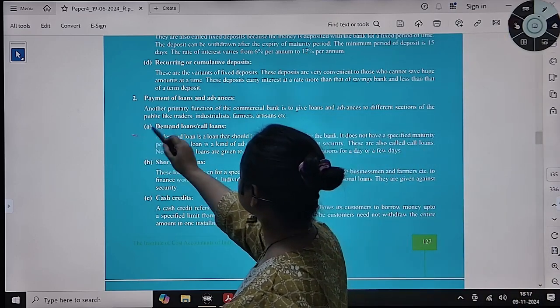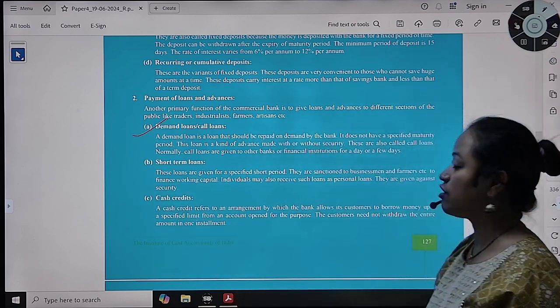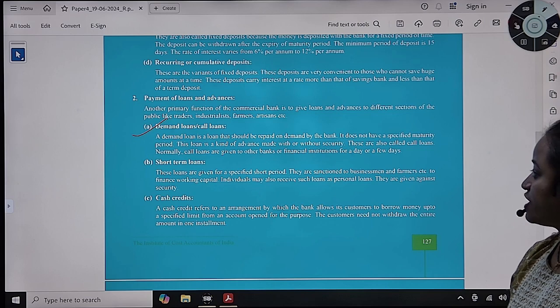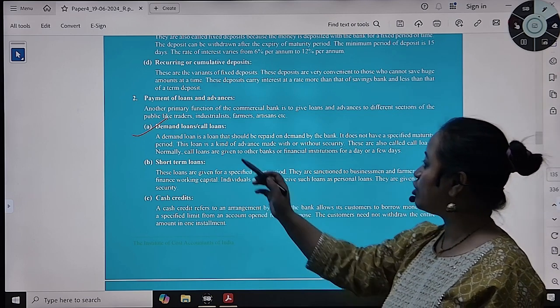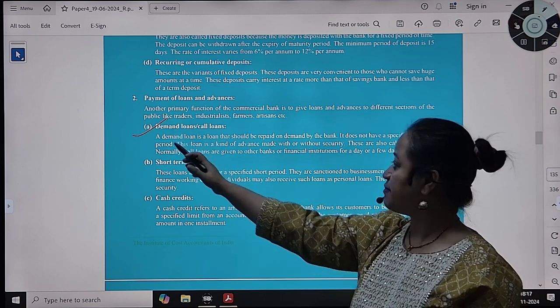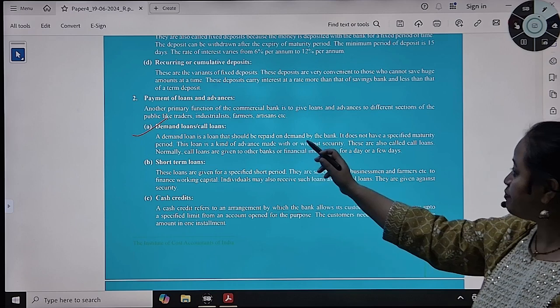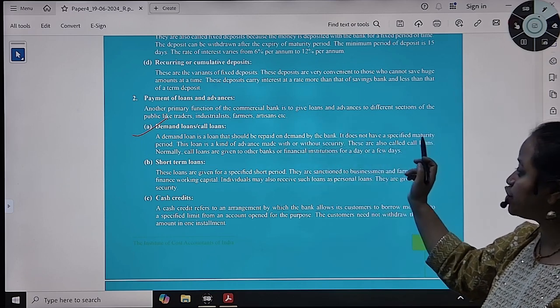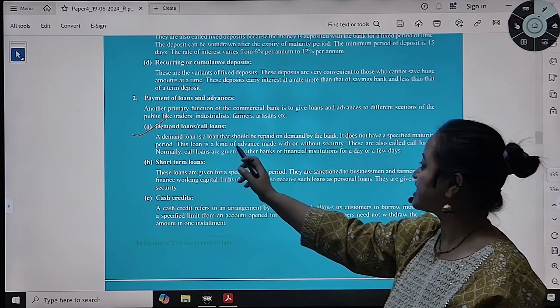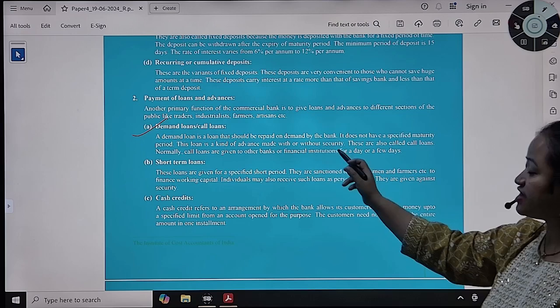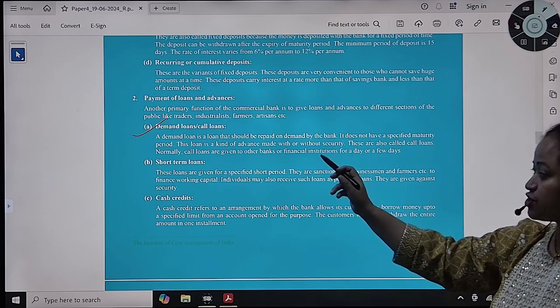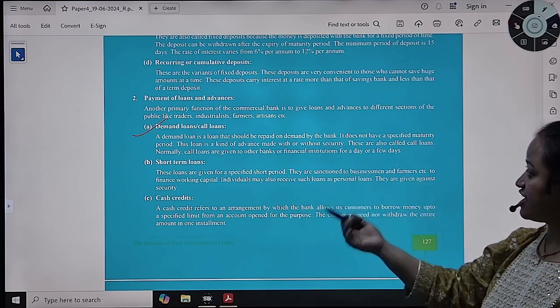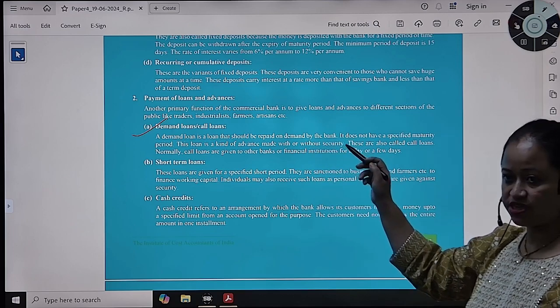The first one is demand loans or call loans. Second one is short-term loans. Third one is cash credit. So what is a demand loan and call loan? A demand loan is a loan that should be repaid on demand by the bank. It doesn't have a specified maturity period. This loan is a kind of advance made with or without security. Okay? So this is a loan which is given with or without security.